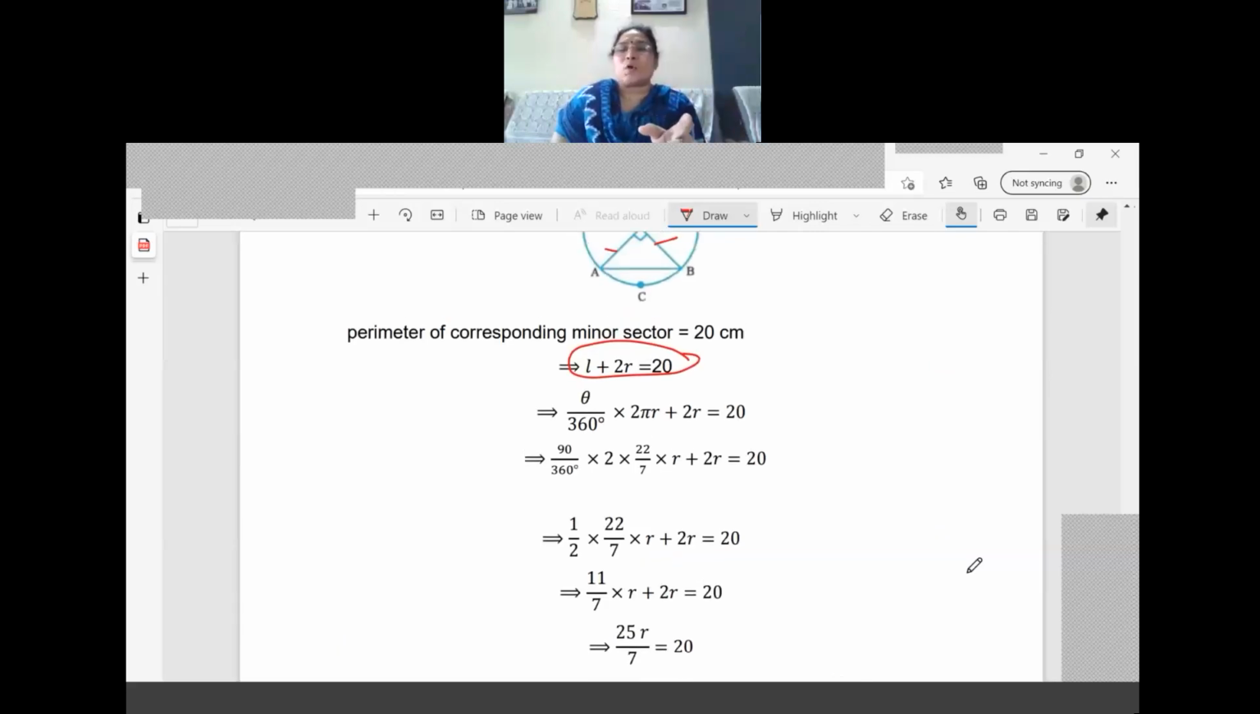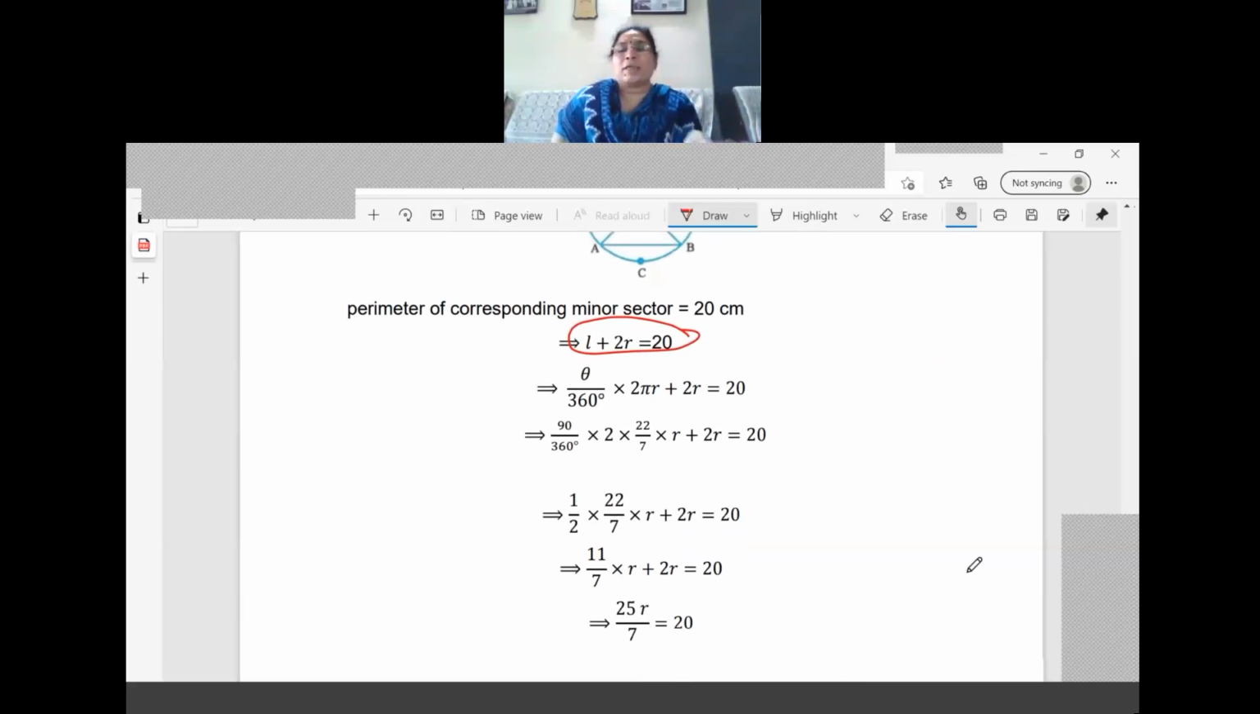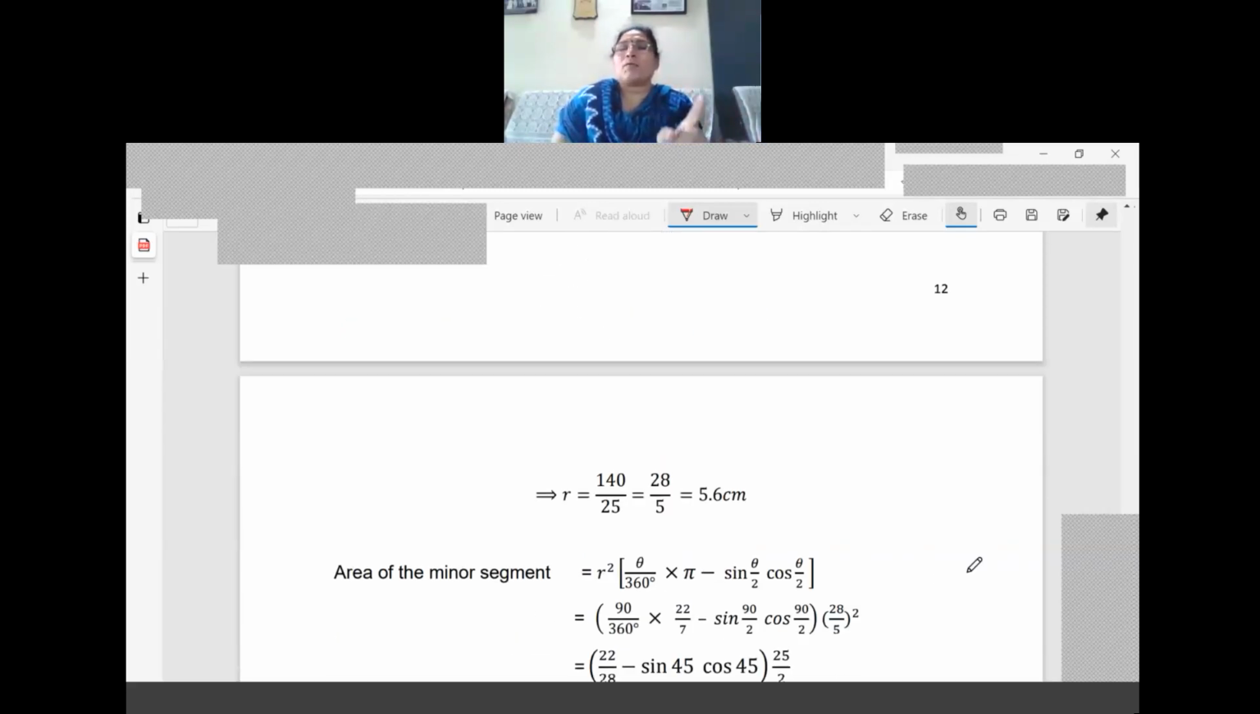So by using this formula, L plus 2R equal to 20. L value we are substituting, that is area of the sector. Then we are solving for R. R equal to 5.6 centimeter only.